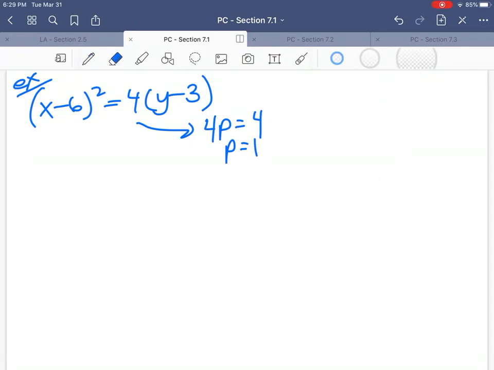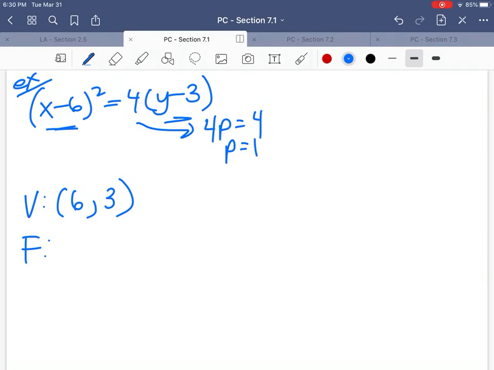All right, so let's get rid of this picture because it's not really right. All right, so my vertex is sitting right here. It's (6, 3). And then my focus. For this situation, my focus is going to be (h, k plus p). So h is going to be 6 and k plus p, so 3 plus 1 is 4.